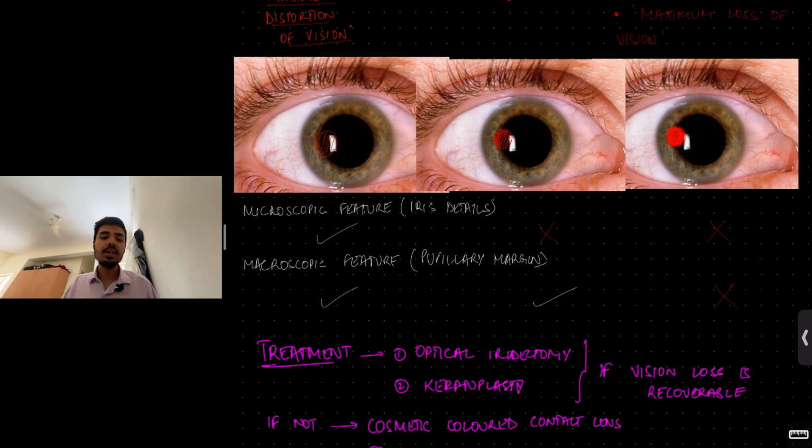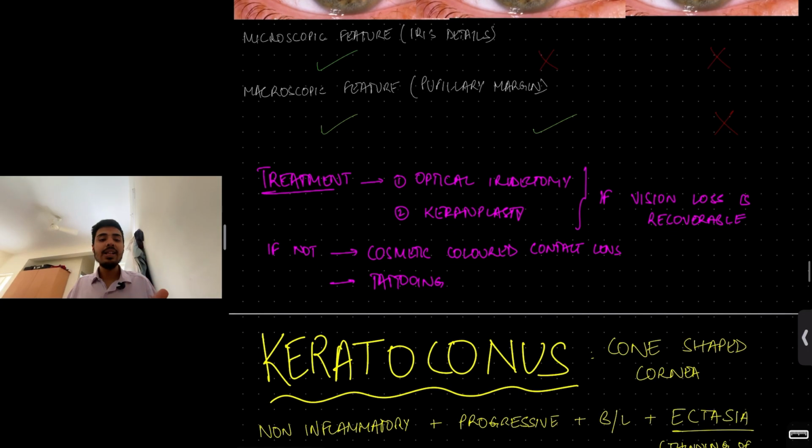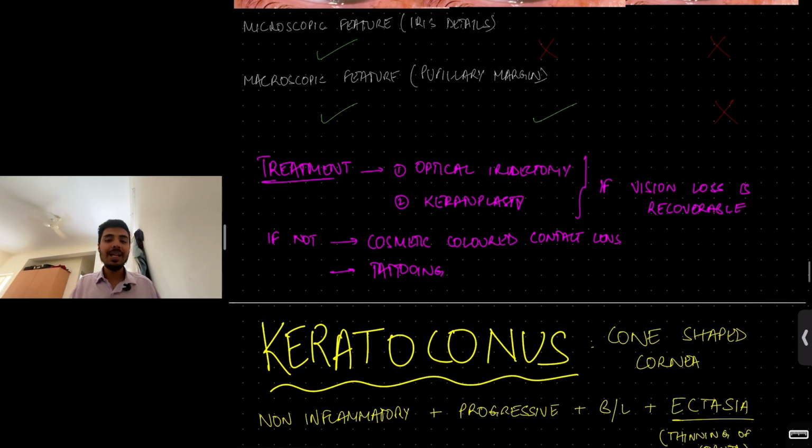How do you treat a corneal opacity? You treat it with optical iridectomy, which is one surgery. Keratoplasty, repair of the cornea. Keratoprosthesis, corneal transplantation. All this if you want to recover the vision loss.